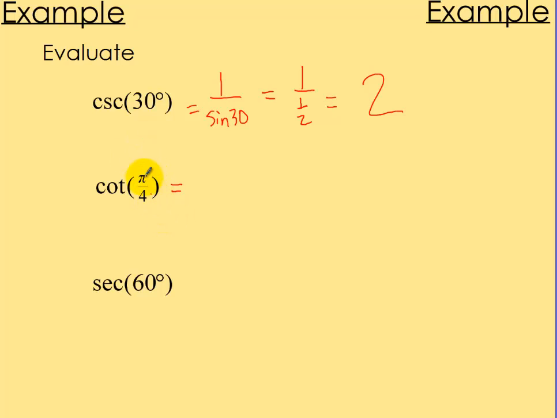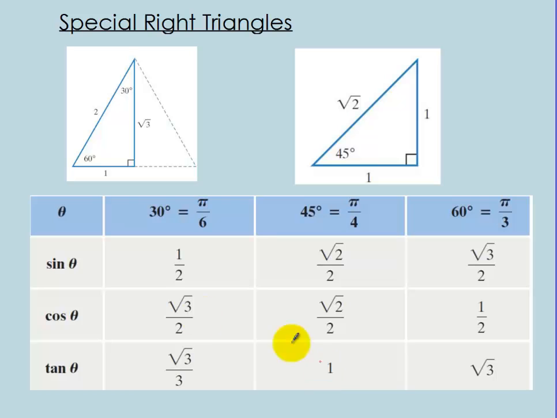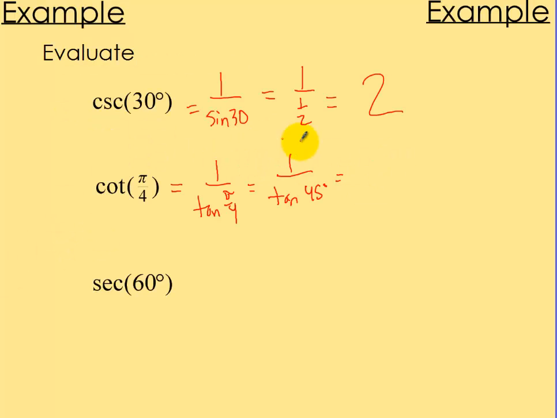Cotangent of pi over 4. Cotangent is 1 over tangent of pi over 4. If we want to convert that to degrees, pi over 4 is a quarter of a pi, so it's going to be 45 degrees. Tangent of 45 degrees, if you go back to those properties, is going to be 1. So it'll be 1 over 1, which is the same thing as 1.